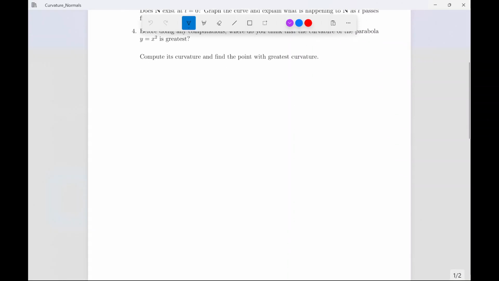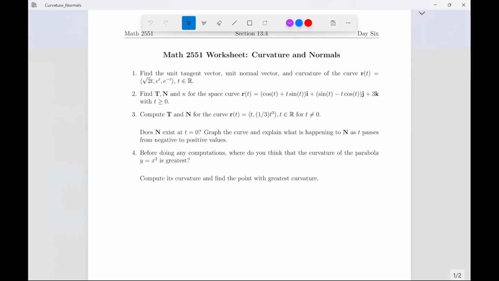Okay. So I'm going to be working through this worksheet on curvature and normal vectors. This one is mostly just computational, so I don't think this one's too important, but still I've had requests to do these, so I'm going to go and do that.